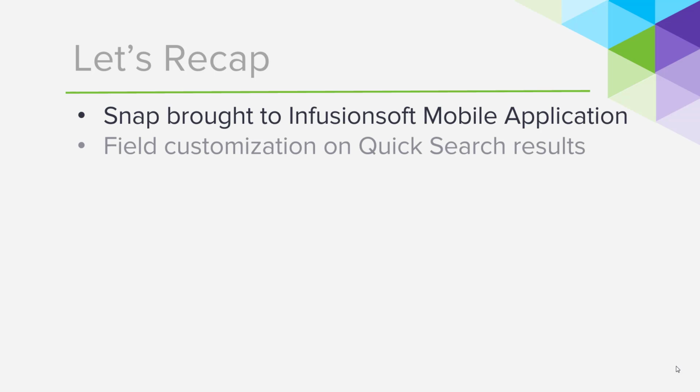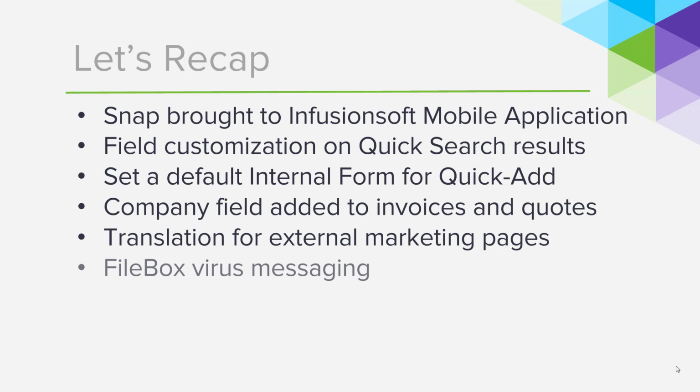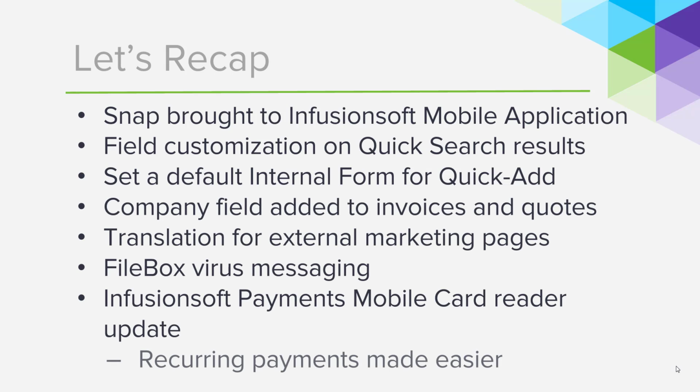That was a lot of updates, so let's go ahead and recap. We had Snap integrated into the Infusionsoft mobile application. We can now customize what fields we see when using Quick Search. Internal forms can be set up as the default for Quick Add. The company field has been added to invoices and quotes. Translation options are now available for certain external marketing pages. There's a new message when uploading into the FileBox in regards to viruses. And last but not least, we've made accepting recurring payments easier through the Infusionsoft Payments mobile card reader.